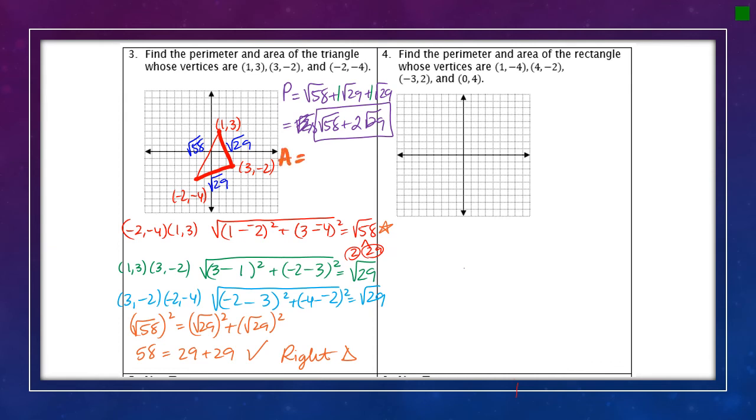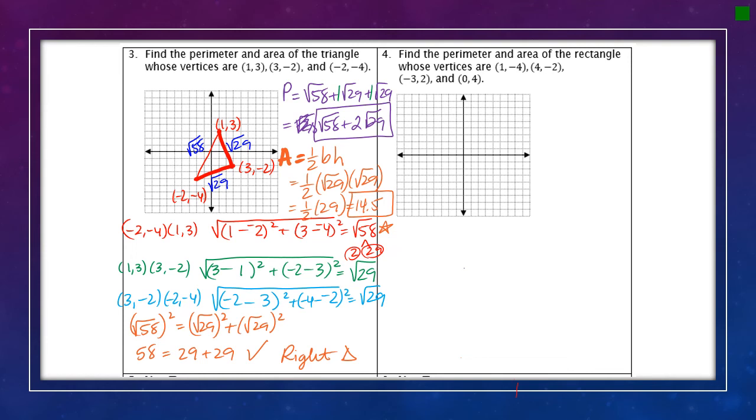So area is 1/2 base times height. So in this problem, it's 1/2 times the square root of 29 times the square root of 29. Remember that when you have the same radical multiplied by itself, the radical disappears, and what you end up with is half of just the number 29, no radical anymore, and then half of 29 is 14.5. So that would be the area of this triangle.